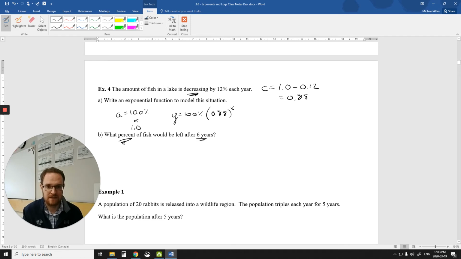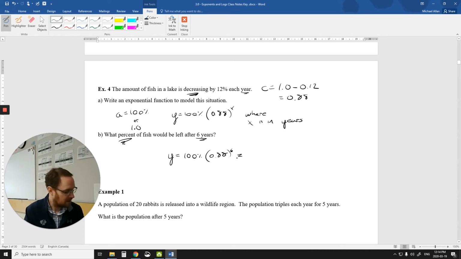And then I want to know after 6 years, and this is per year already, so where x is in years. I like to just specify this later so that I know, like, what if this said 6 months, and then I had to change it to years. Okay, so this is going to be 100% times 0.88 to the power of 6. And then you just punch it in your calculator, and I'm left with 46.4% at the end of those 6 years.